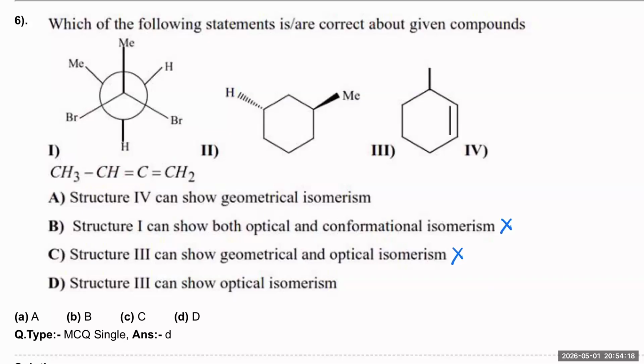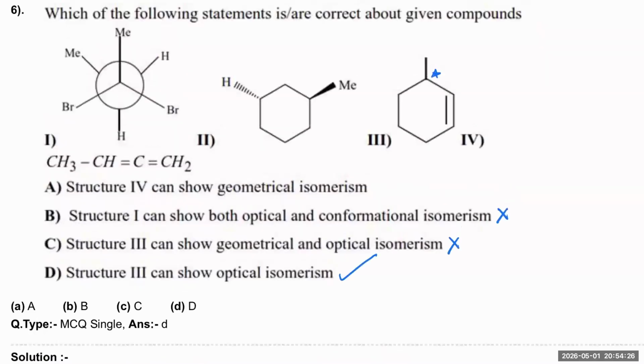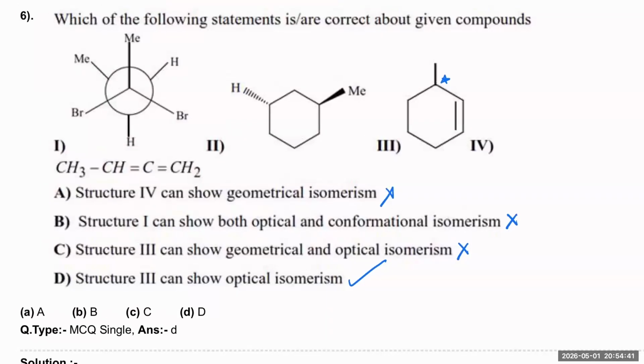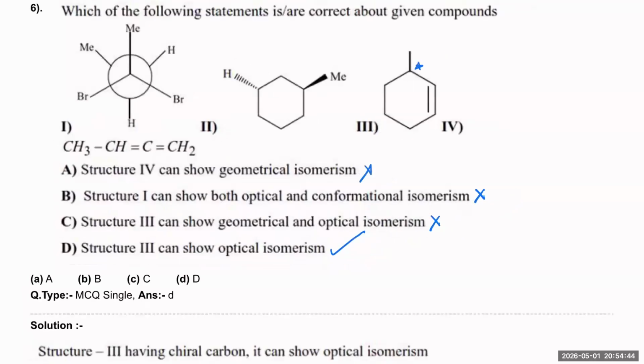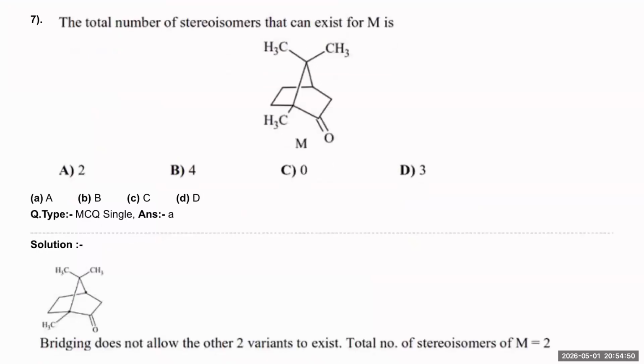Next, structure 3 can show optical isomerism, which is correct because there is a chiral center here. And structure 4, this is an allene form, shows geometrical isomerism, which is incorrect because these two are hydrogens, which do not have any cis and trans correlation with the other two. So this is also incorrect. I guess all of you must be comfortable with this question as well. This also I can skip, but if anybody wants to discuss, please let me know. Everybody's comfortable with this question.